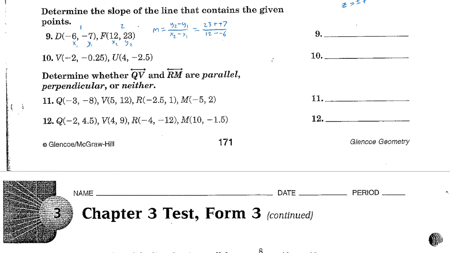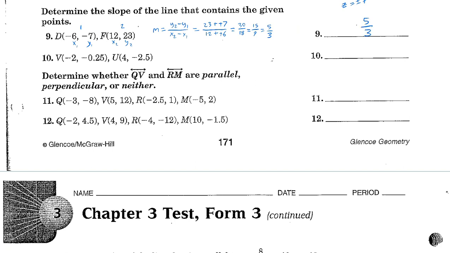So minus a negative 7 becomes positive, minus a negative 6 becomes plus. So we get 30 over 18, which reduces to 15 over 9, which reduces to 5 over 3. So the slope of that line is 5 over 3.